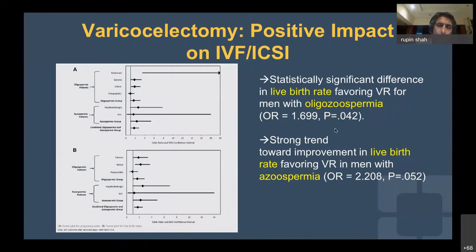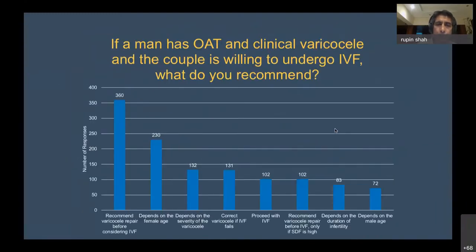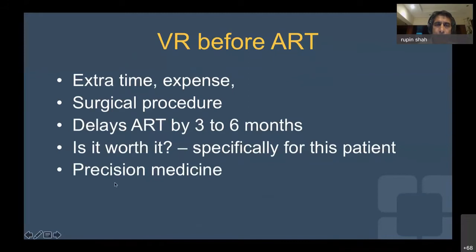Next slide. So we are moving now from the era of evidence-based medicine into precision medicine. And if you tell a couple that get your varicocele corrected, we'll just come to that. Can we go back, please? If we tell a couple that get your varicocele corrected before the ART, we're putting them through extra time, expense, 1 more surgical procedure. It will delay the ART by 3 to 6 months. Your IVF specialist will hate you. And the most important question that we need to answer, is it worth it? And if so, for which patients?